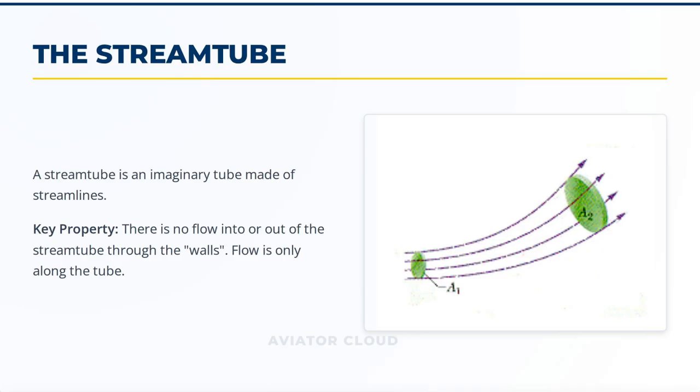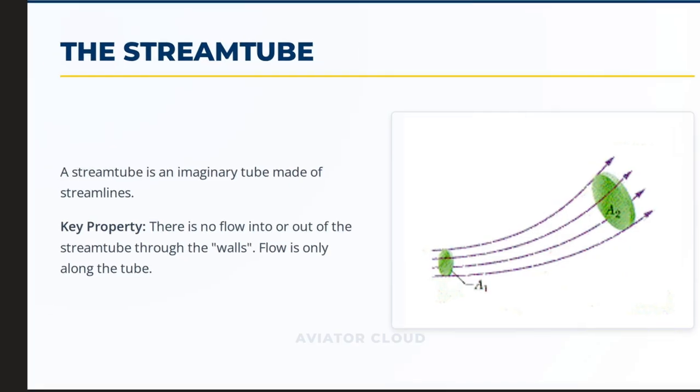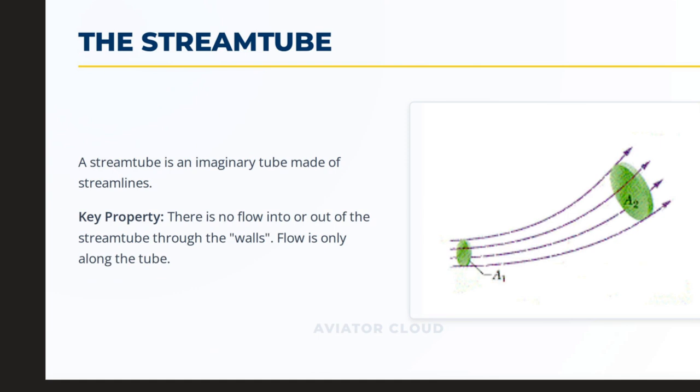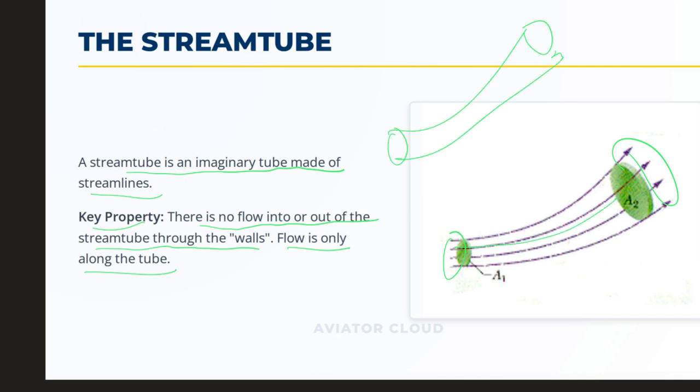Okay. Diverging airflow. So this is the stream tube. If we take a tube, this kind of shape will come. A stream tube is an imaginary tube made of streamlines. Key property: there is no flow into or out of the stream tube through the walls. Flow is only along the tube. But for our understanding, let's say if there is a tube, this is a diverging tube.